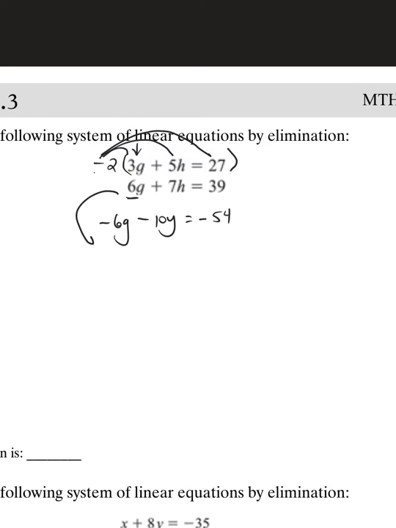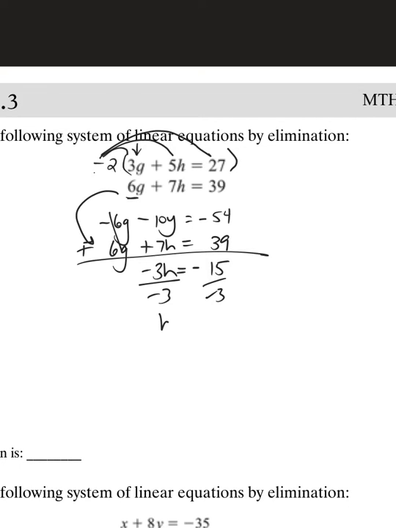I'm going to bring down my original second equation so that I have everything lined up. Nice, tidy, vertical combining situation. The g's cancel out. I have negative 3h. If I combine negative 54 with a positive 39, that gives me negative 15. Then I'm going to divide both sides by negative 3, and h is going to be equal to 5. I can put 5 in for h. I'm assuming that this ordered pair starts with a lower number first, so 5 goes here.